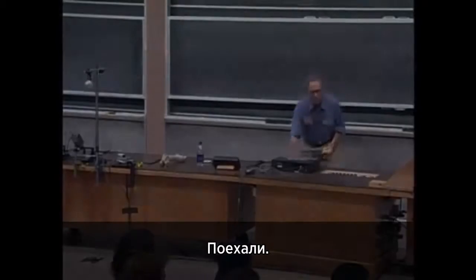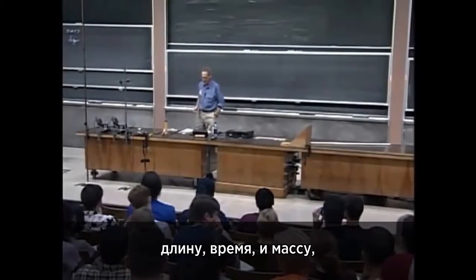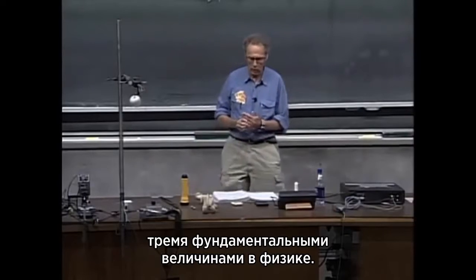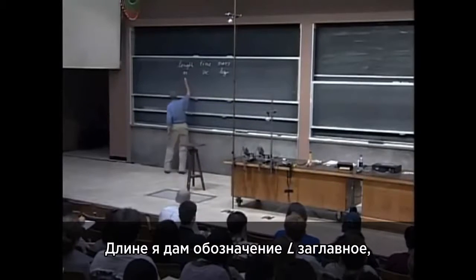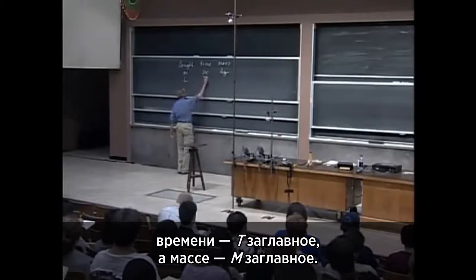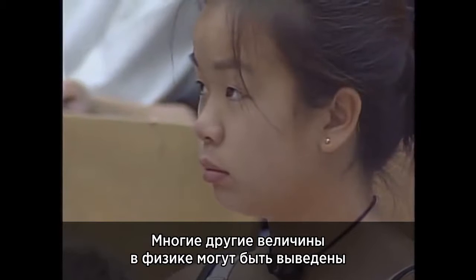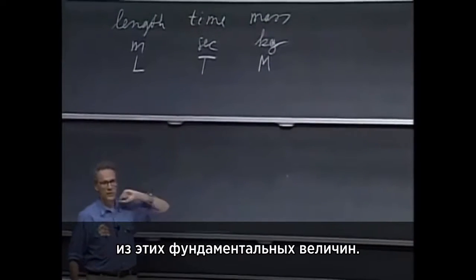There we go. I already introduced, as you see, length, time, and mass, and we call these the 3 fundamental quantities in physics. I will give this the symbol capital L for length, capital T for time, and capital M for mass. Many other quantities in physics can be derived from these fundamental quantities.